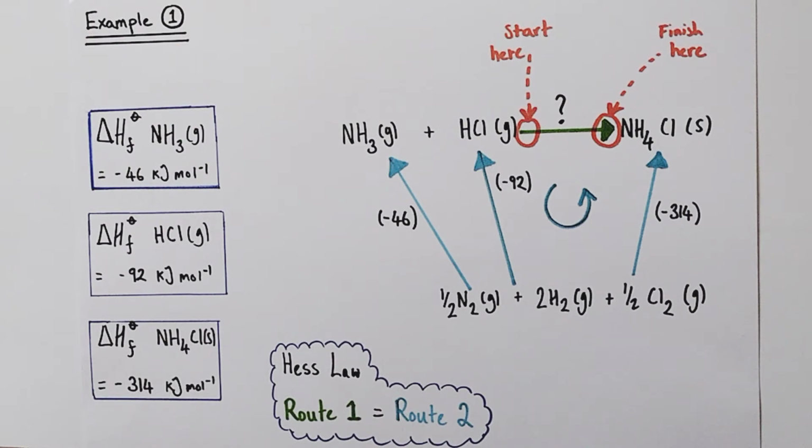Okay, our first worked example is ammonia gas reacting with hydrogen chloride gas to form solid ammonium chloride. Now imagine you're asked to find the missing enthalpy change of reaction for that particular reaction, and you've been provided with some useful data. You've been given the enthalpy of formation of ammonia, the enthalpy of formation of hydrogen chloride, and the enthalpy of formation of ammonium chloride in kilojoules per mole. We're going to apply Hess's law to solve this problem.